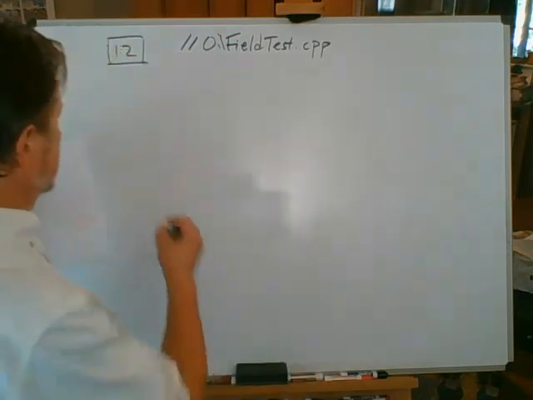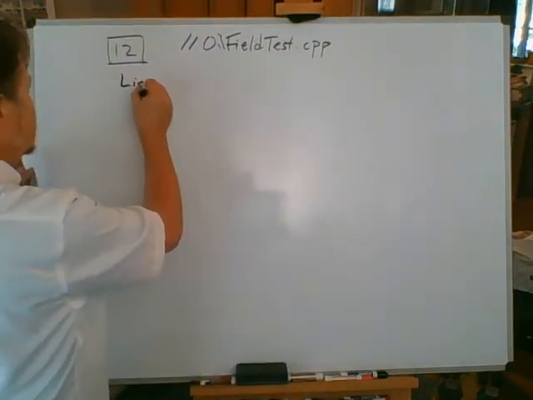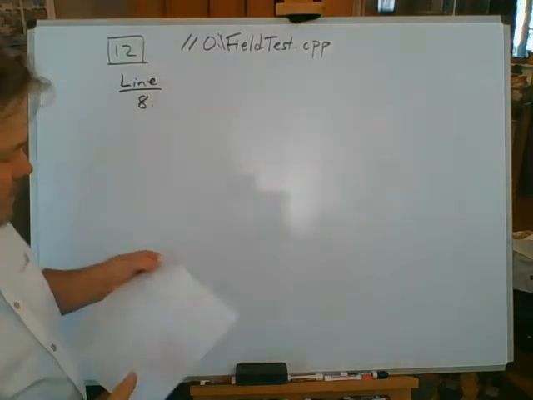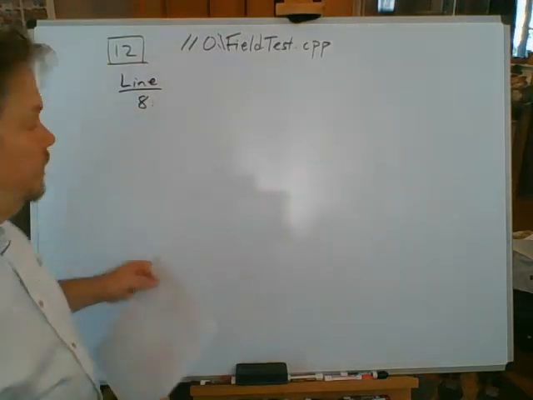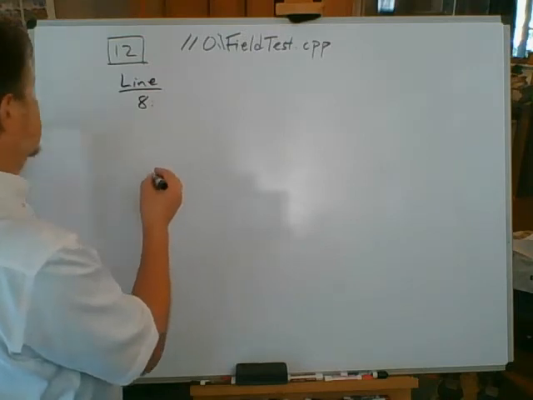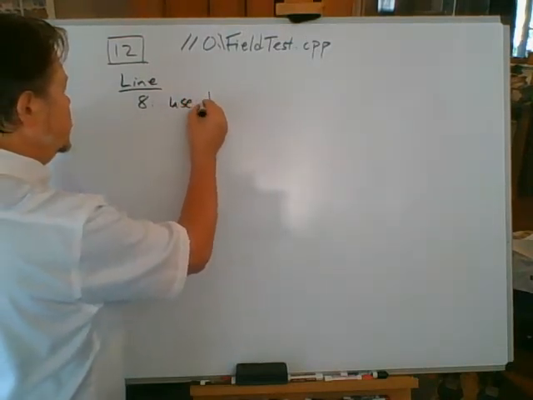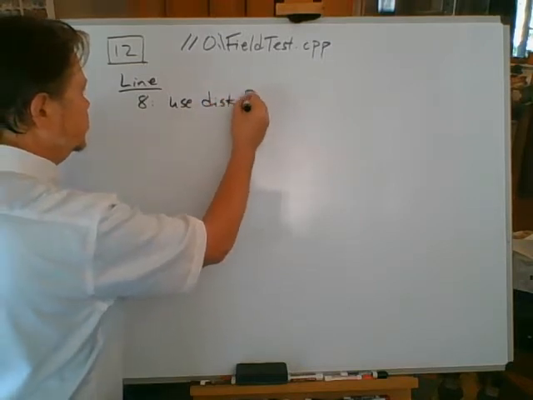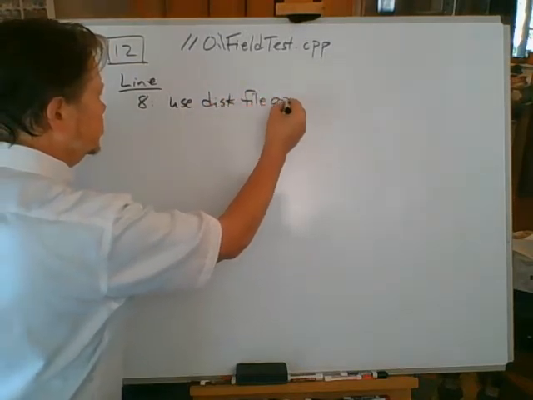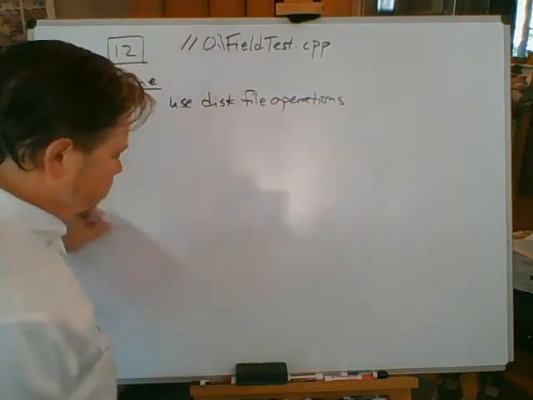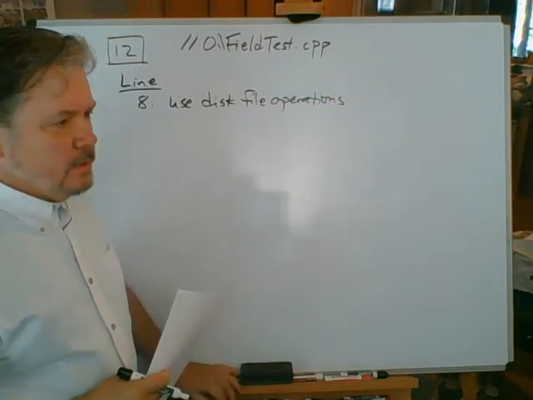Line 8 is new. So here, I'll go by line number. I'll just start a list here. Line 8, fstream. That just says that this is going to use disk file operations. Which is a great explanation if you know what the hey that's talking about.